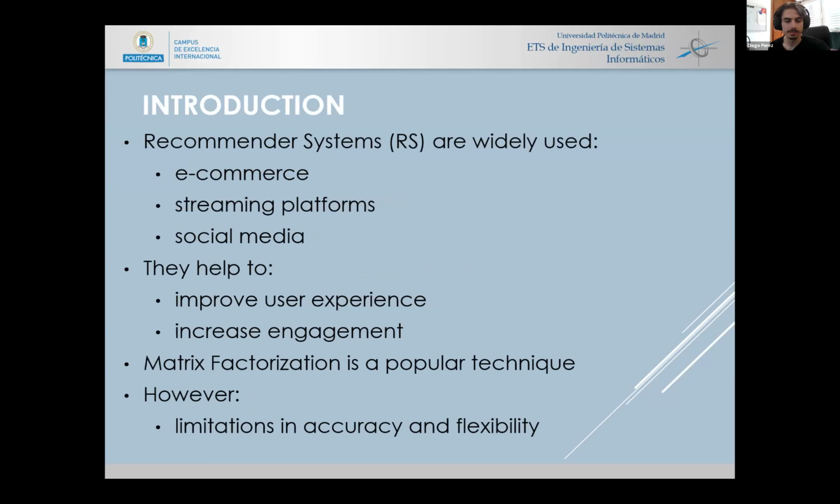Recommender systems are widely used in many real-world applications, such as e-commerce platforms, streaming services, and social media. These systems are very important because they help users discover new content that matches their preferences. At the same time, they help companies to increase user engagement and improve customer satisfaction. One of the most popular techniques used in recommender systems is matrix factorization, which models the interaction between users and items. However, despite its popularity and effectiveness, matrix factorization still has some important limitations, especially in terms of flexibility and prediction accuracy.